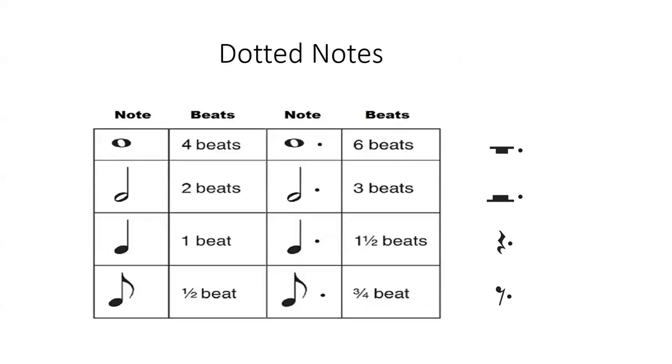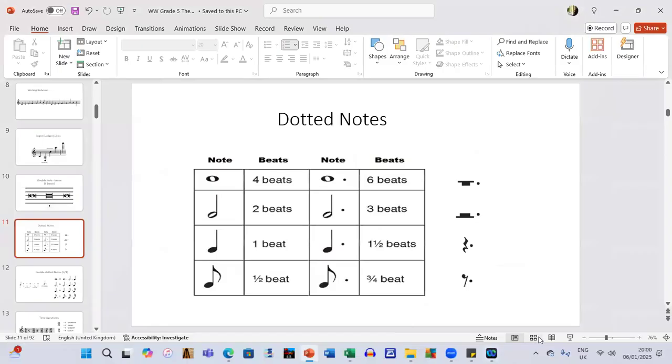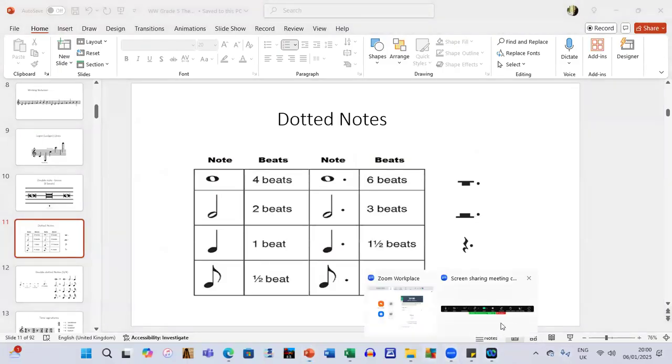I'm just going to check to see if anybody else has come into the room before we start the rhythm drum. I know there's quite a few people that were.